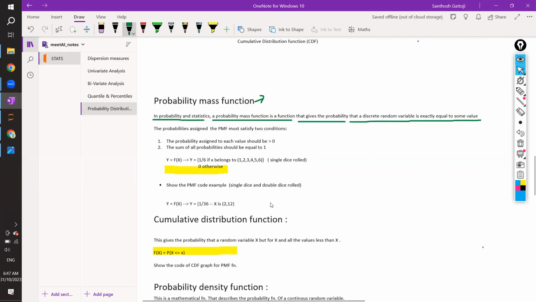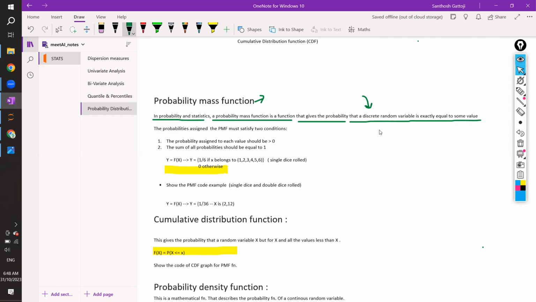Okay guys, now let's try to understand. In probability and statistics, a probability mass function is a function that gives the probability that a discrete random variable is exactly equal to some value. That means this function will tell you the probability of an outcome from a random experiment, provided that the variable is a discrete random variable.